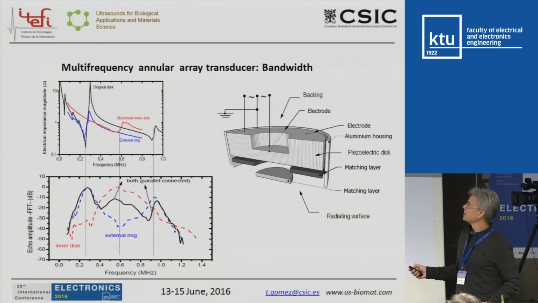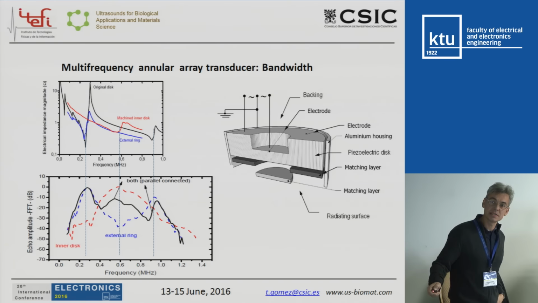So first, bandwidth. This is the electrical impedance of the initial disk. We have the first resonance here, and this is the second order one. And then when you machine this, this is the impedance of the outer ring, and this is the impedance of the inner disk. So you can see that you will have 2 frequencies, and they are not far apart, and this will be the band of one of the elements. This will be the band of this element here, and you can combine both.